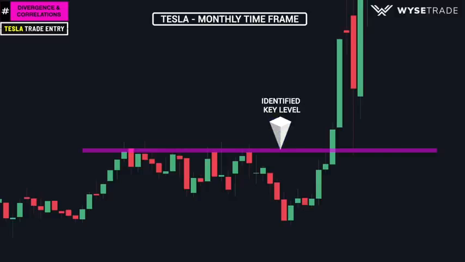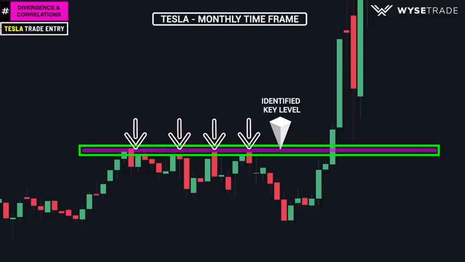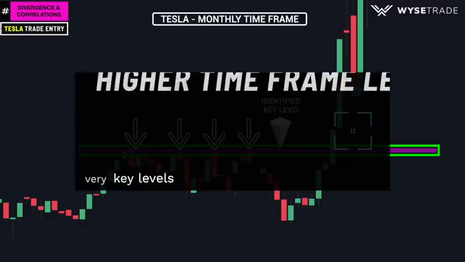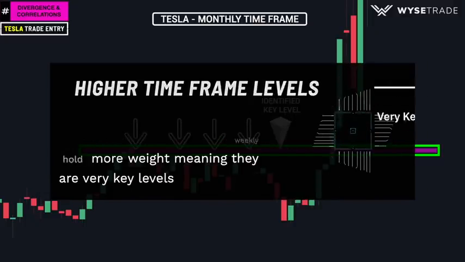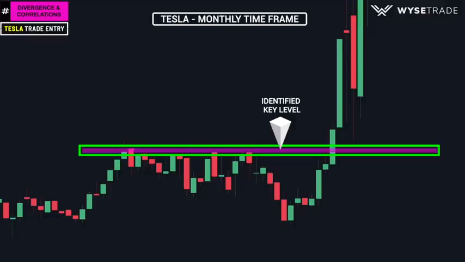We first identified this key monthly level through the 4 clear reversal points, showing how key this level is. If you watched our past videos, you would know that what is visually obvious on the higher time frames, such as the weekly and monthly, are very, very key levels. So price then finally broke through, and old resistance becomes new support.